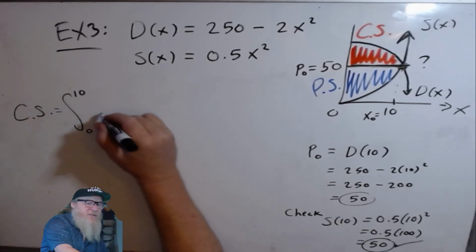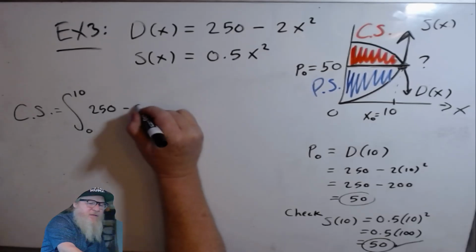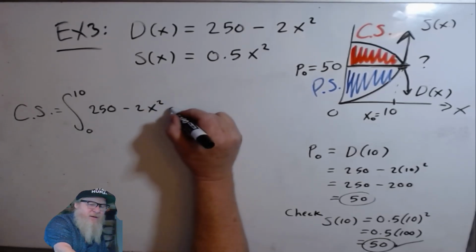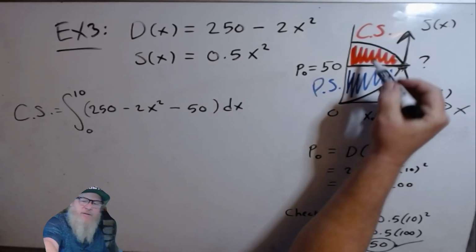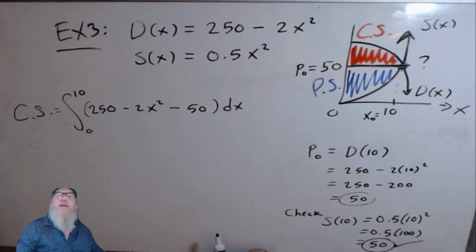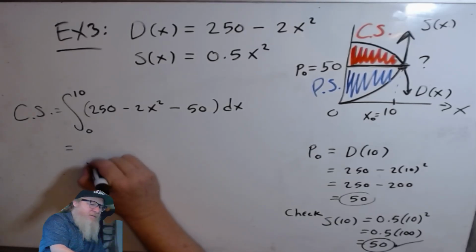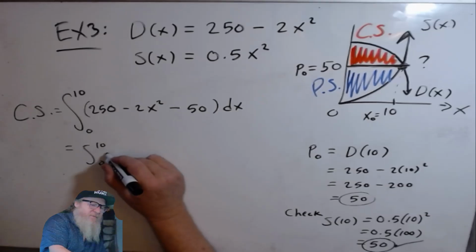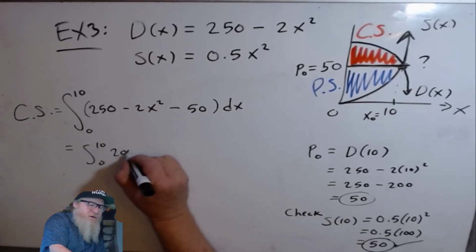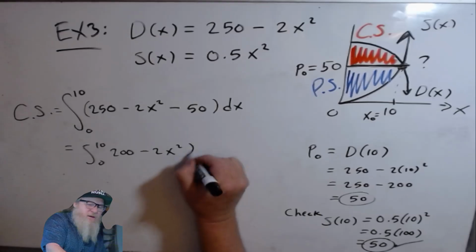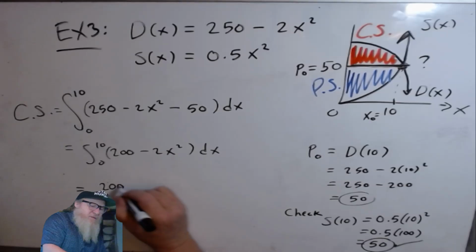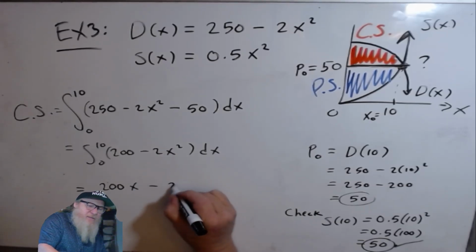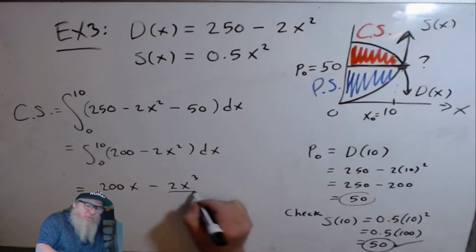Consumer surplus. So 250 minus 2x squared minus 50. So again, picture helps you keep it in the right order. 0 to 10 of 200 minus 2x squared. So that'll be 200x minus 2x cubed over 3.